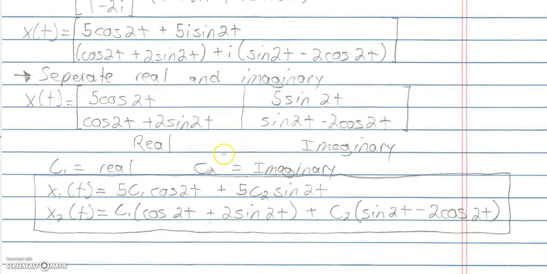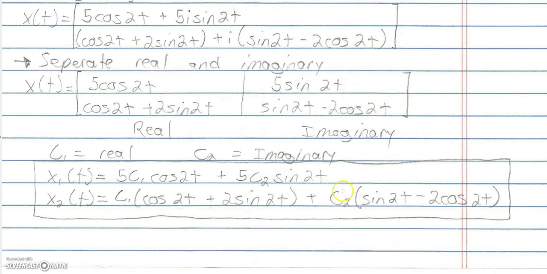So now that we know that, we are going to plug our C1 and C2 in. So we know that these are real, these are imaginary. So we're going to put C1 times 5 cosine 2t, and then our C2 times the 5 sine of 2t. And we're going to add them together for our x1 of t. For x2 of t, we're going to do our C1 times cosine 2t plus 2 sine of 2t, because this is a real number. And we're going to add C2 times sine of 2t minus 2 cosine 2t, because this is imaginary. And we're going to end up with our x1 and x2, which is what we wanted.